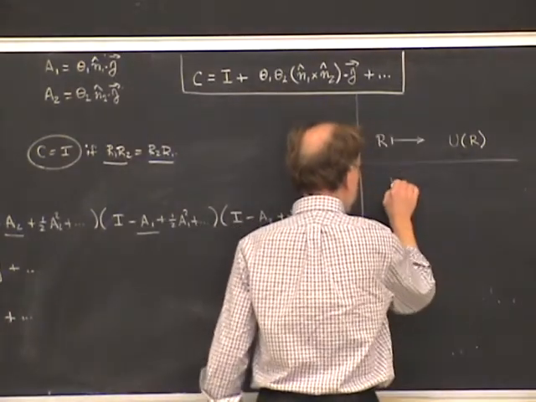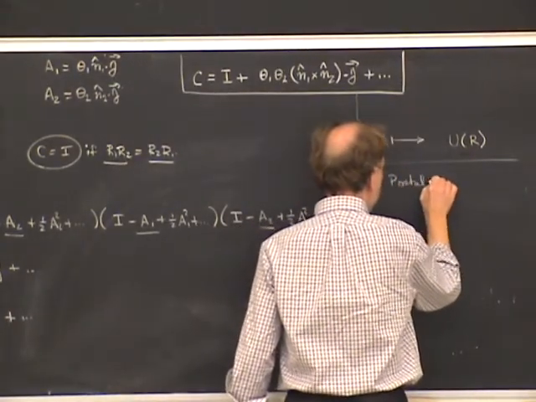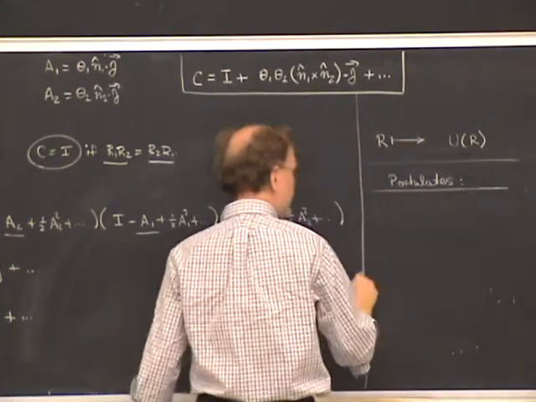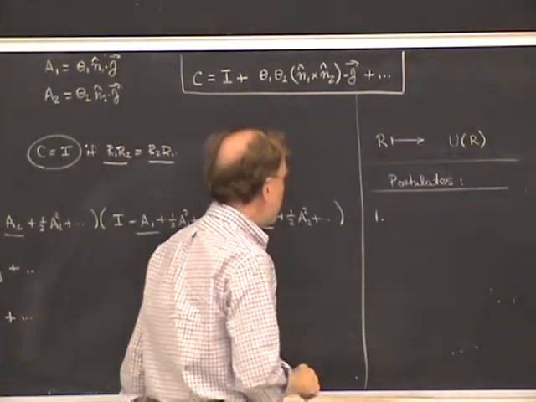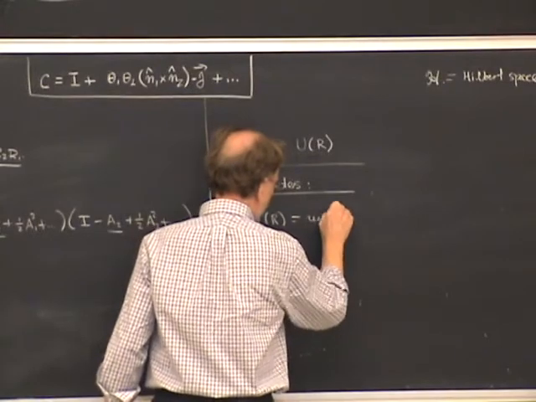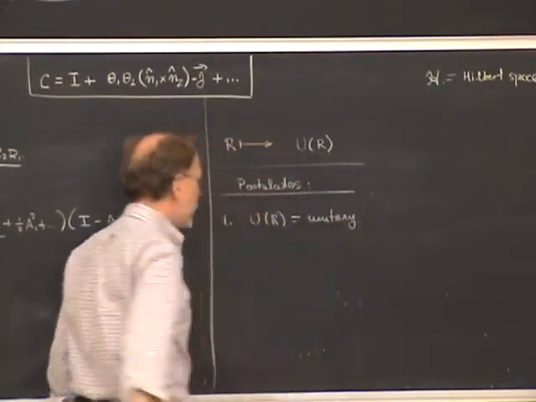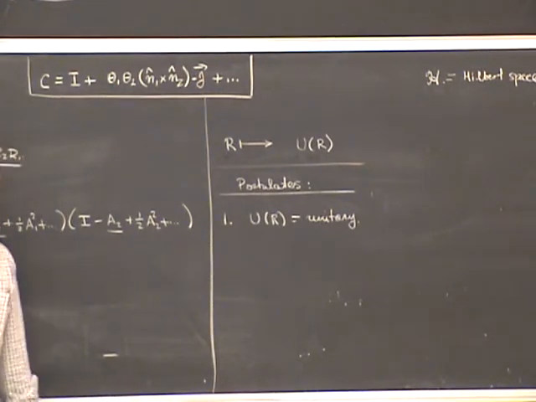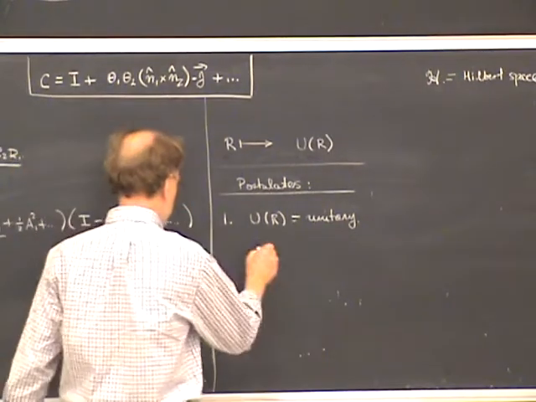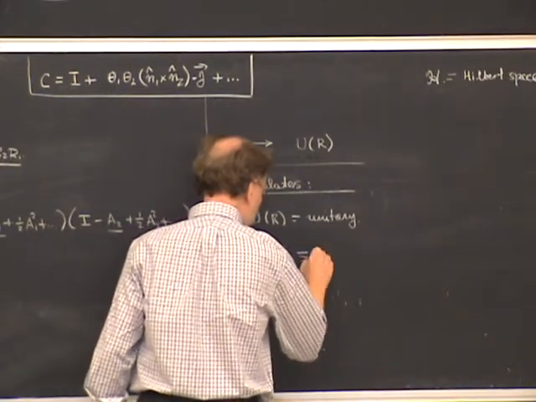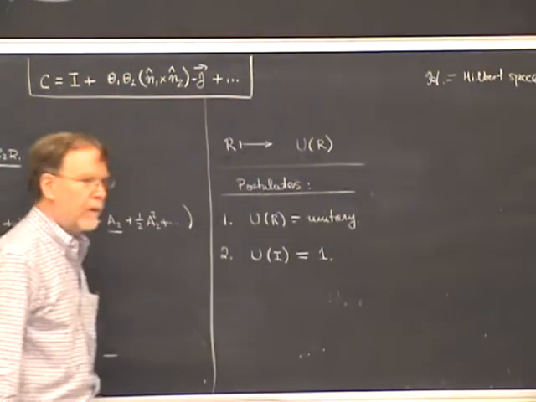So to do this, we're going to make some postulates or demands on what the operators U of R should satisfy. These are reasonable demands. The first one is that the operator U of R should be unitary. This follows from the requirement that symmetry operations should preserve probabilities. If you rotate a system, you don't expect particles to disappear. So it should be unitary. The second simple requirement is that the unitary operator corresponding to the identity should be the identity operator in quantum mechanics.